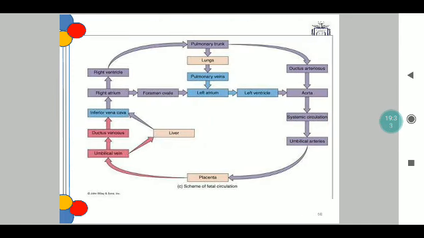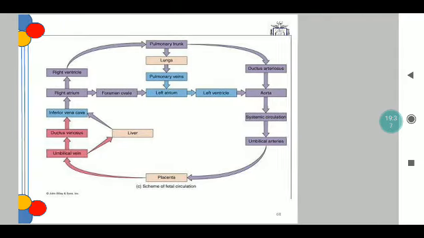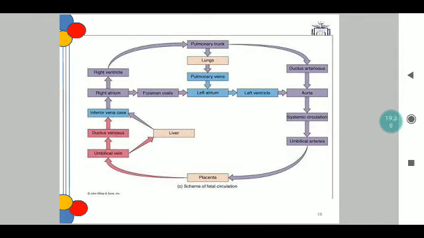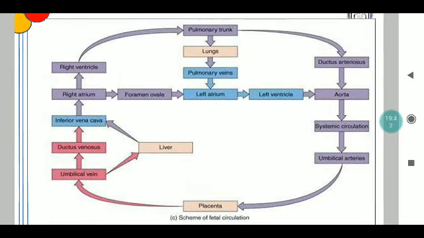Now there are certain transitional changes which do occur at birth. The transitional changes I will highlight afterwards. But first we will just see the fetal circulation, what does happen. We know that the placenta is where the bulk of the nutrition occurs for the baby.